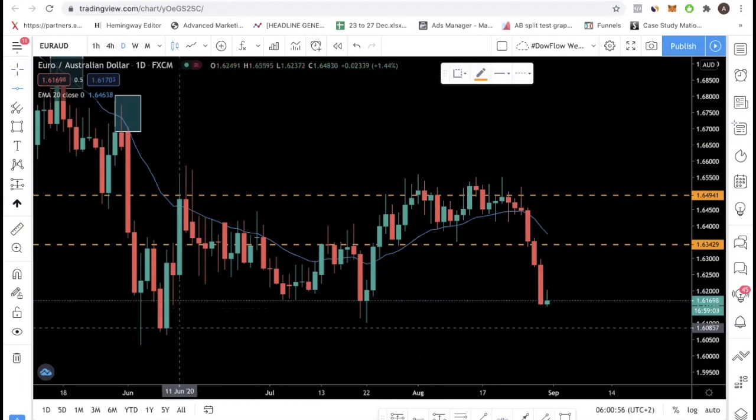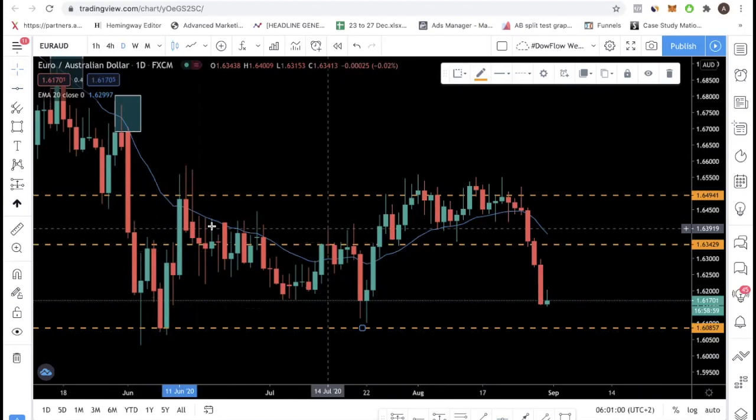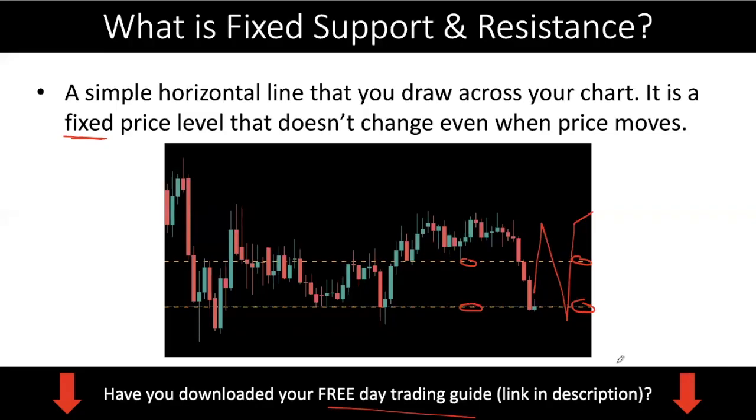So sometimes the levels are obvious, like this one over here is obvious. But sometimes when you are trading and you see that there's a lot of messy price action over here and you can't really see the levels, then changing to the line chart will definitely help. So this is just a very cool tip that I have for you.